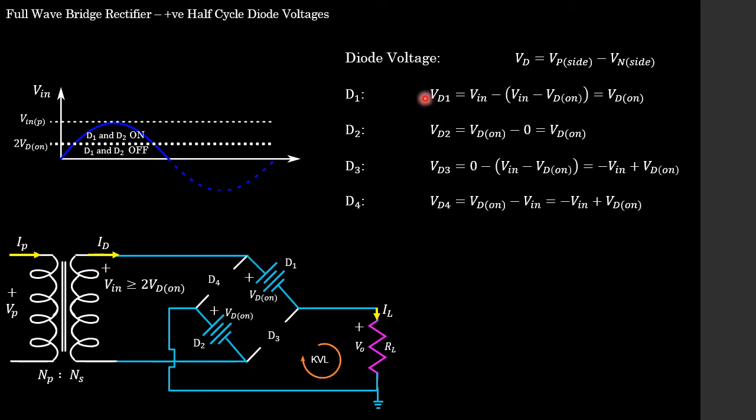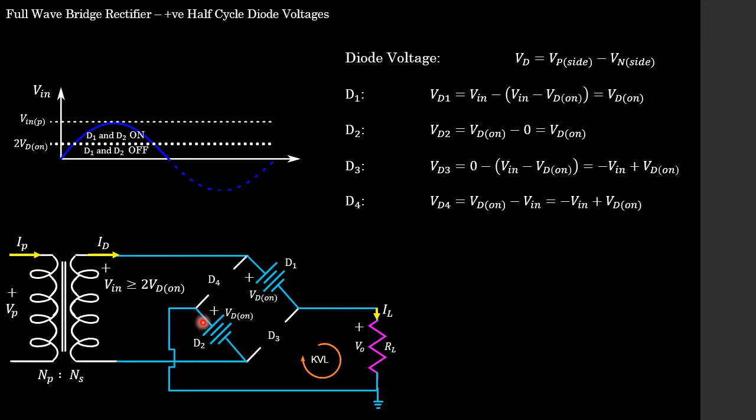And so for our expression, VD1 is V in. And then we need to minus whatever we see on our N side. And this node over here, which is our N side, is simply V in minus VD on. So V in minus VD on, that's the voltage that we're going to see at this node over here. And that node happens to be the N side of our diode. So we can see that V in minus V in minus VD on, and we simply solve that and we're left with VD on, and that validates that diode 1 is in fact on.